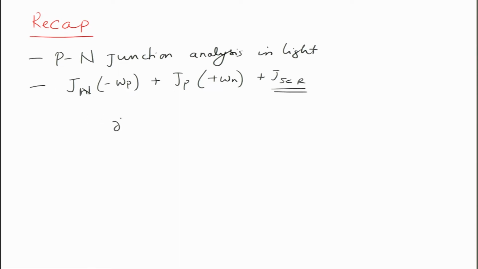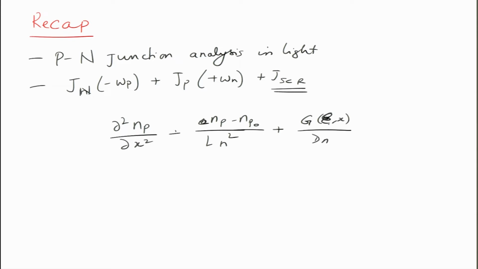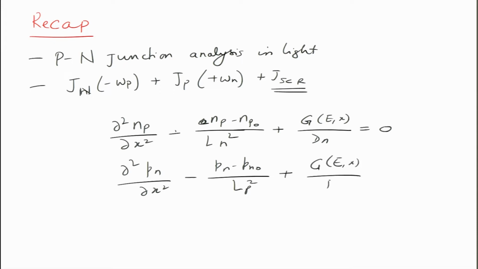carrier equations. The equations were del 2 np by del x square minus (np minus np naught) divided by Ln square plus G_e(x) divided by Dn is equal to 0, and then we looked at del 2 pn by del x square minus (pn minus pn naught) divided by Lp square plus G_e(x) divided by Dp, that is equal to 0.